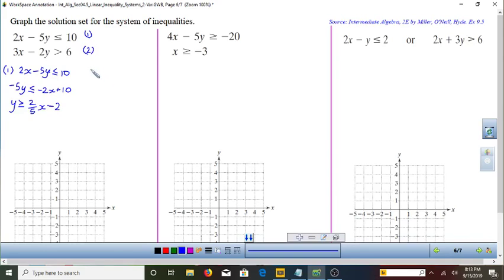And then for the other inequality, we have 3x minus 2y greater than 6. And we solve, we get negative 2y is greater than negative 3x plus 6. And then y is less than 3 over 2 x minus 3.